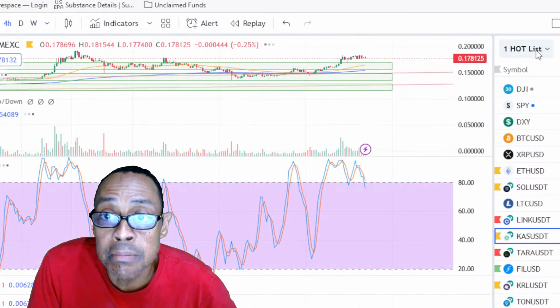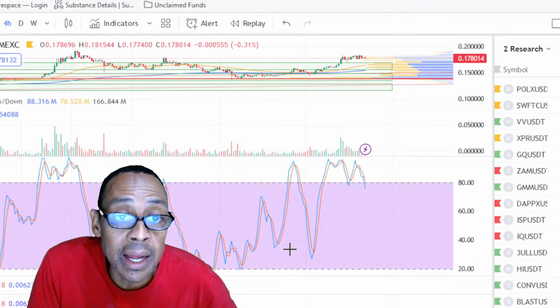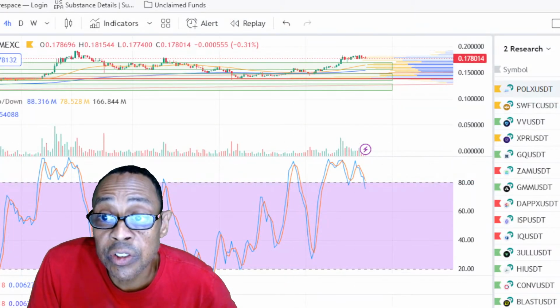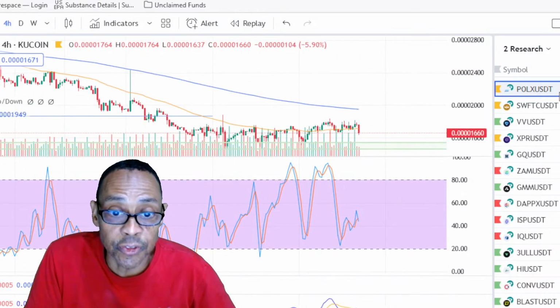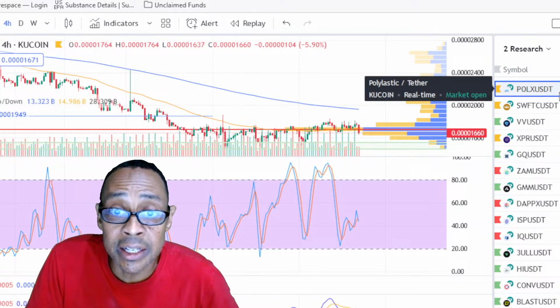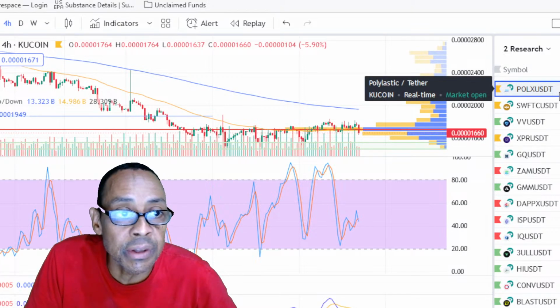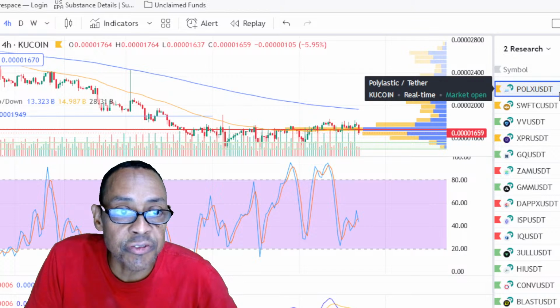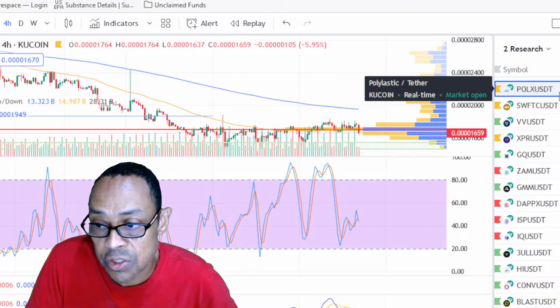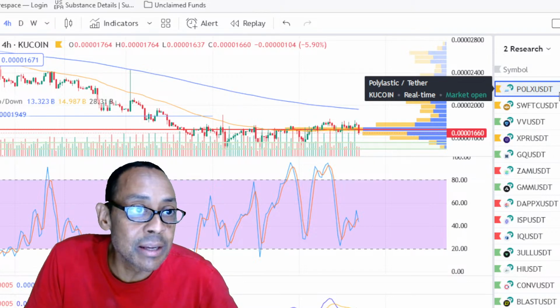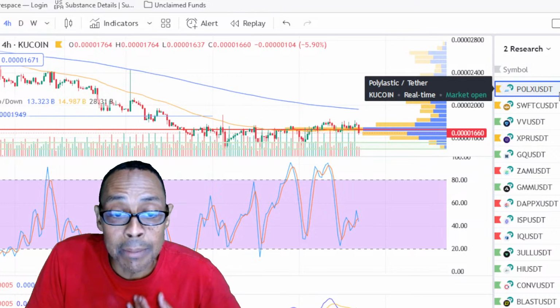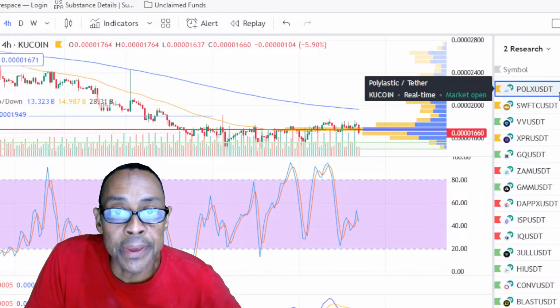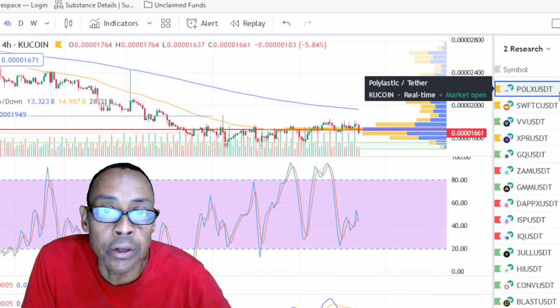Now let's get into some micro caps that I hold several of that have some serious potential. The first one is POLX, Polylastic. I've got like 7 million of this. This one has 100x to 500x potential. It's a dark horse. It's a long shot. It's something that you gamble on. If they can make it to the market cycle peak, I'm looking at bagging 100x.